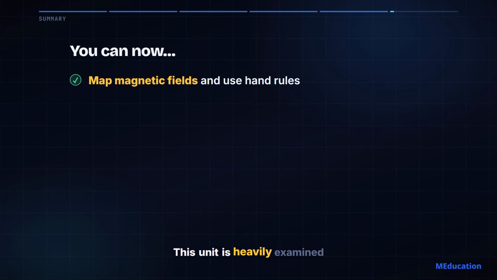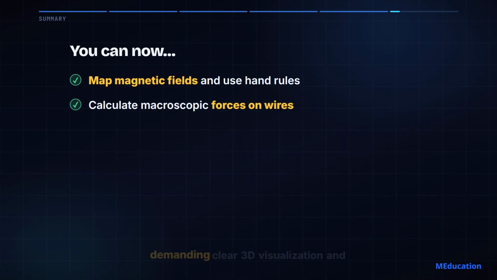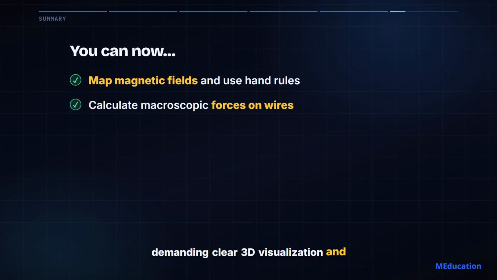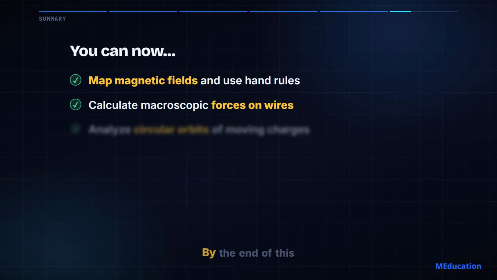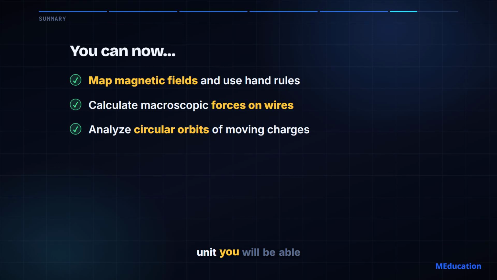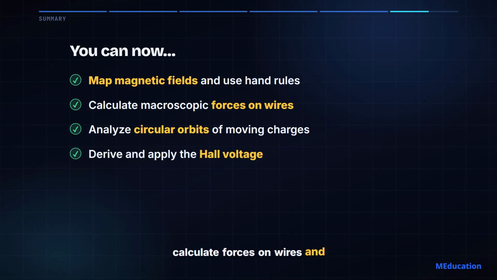This unit is heavily examined in Paper 4, demanding clear 3D visualization and step-by-step logical arguments. By the end of this unit, you will be able to map magnetic fields, calculate forces on wires and single charges, analyze circular particle orbits, and derive the Hall voltage. You are ready to begin.